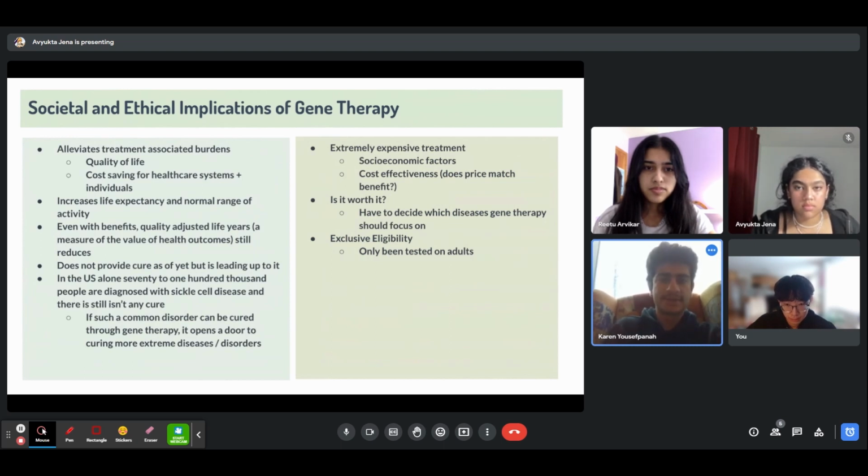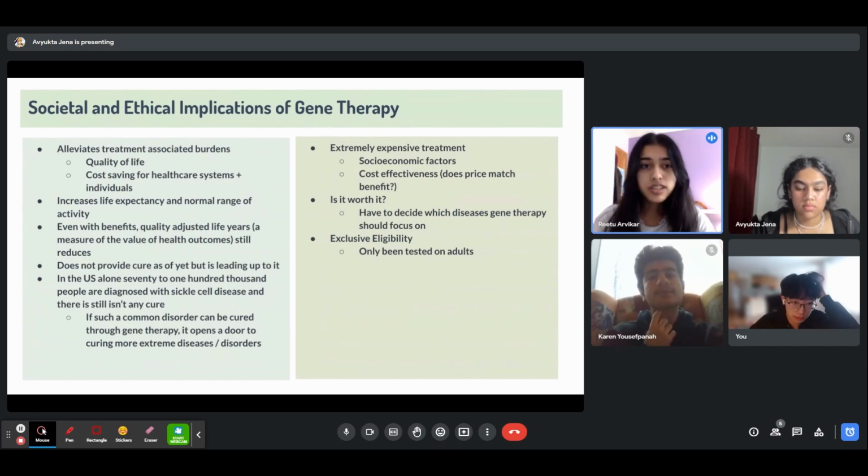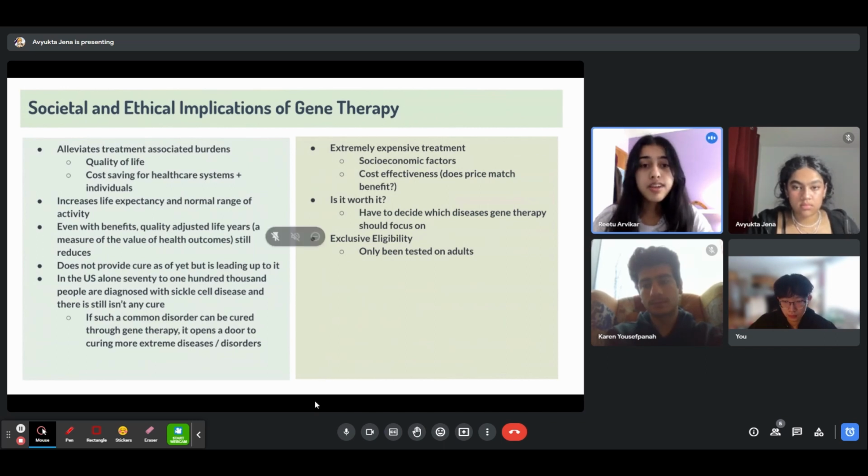However, there are a few drawbacks to gene therapy as well, which includes extremely expensive treatment, which makes it inaccessible due to certain socioeconomic factors. And then there are questions of whether it's really worth it, considering that there are already treatments for sickle cell disease, regardless of whether they're temporary or not. And lastly, eligibility is incredibly exclusive, whereas gene therapy has only been tested on adults. So there could be an entire age group of people where there are unknown risks that have not been found yet.